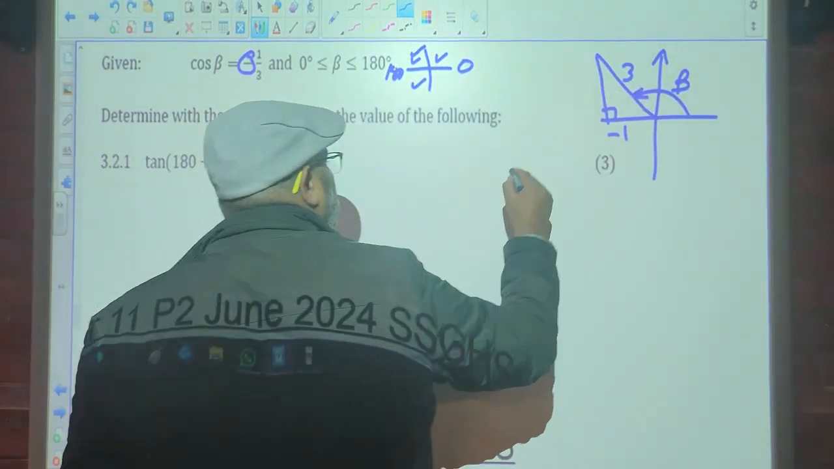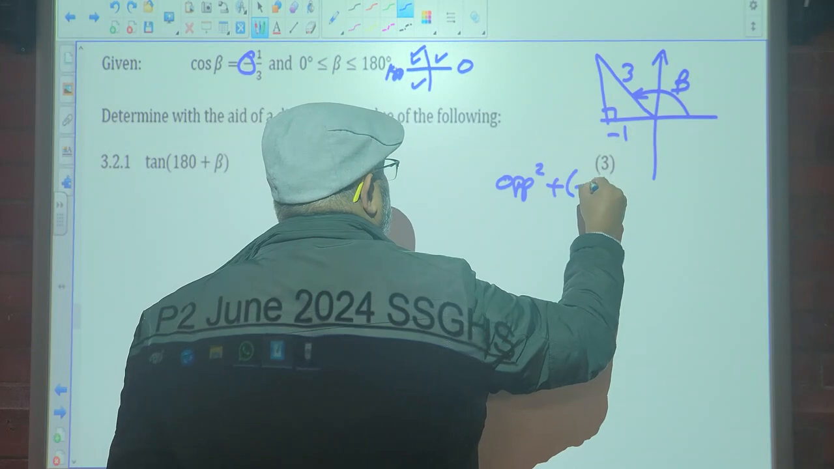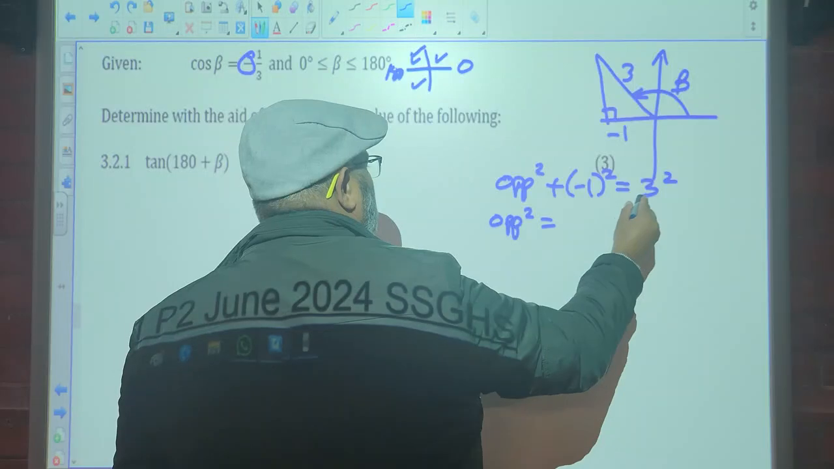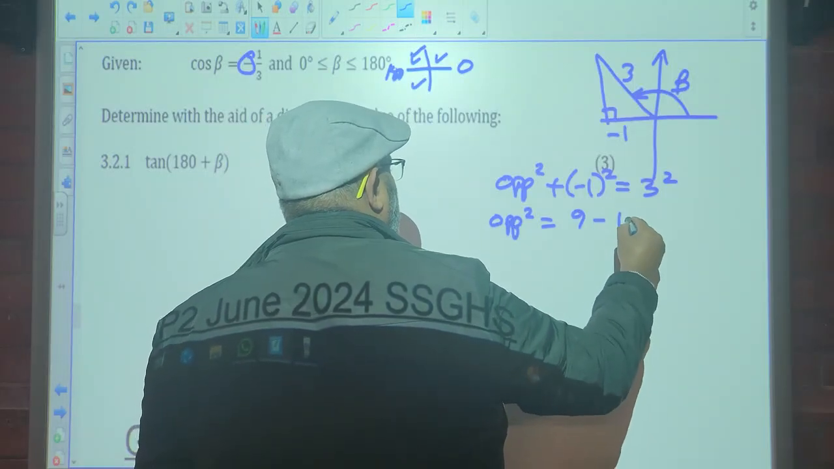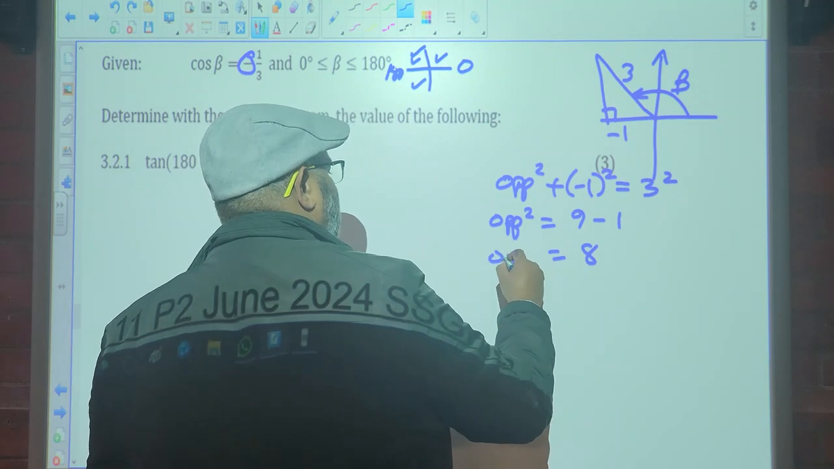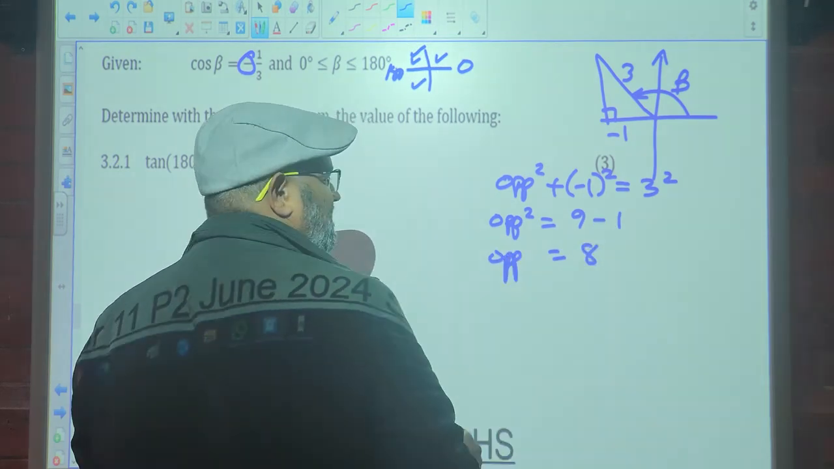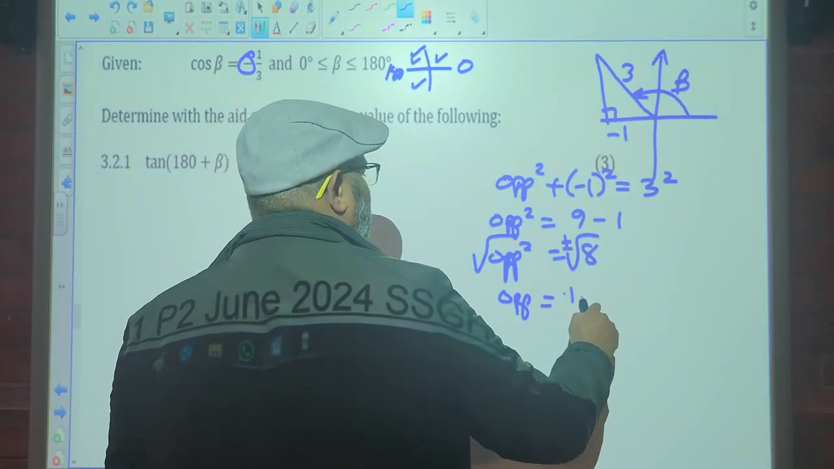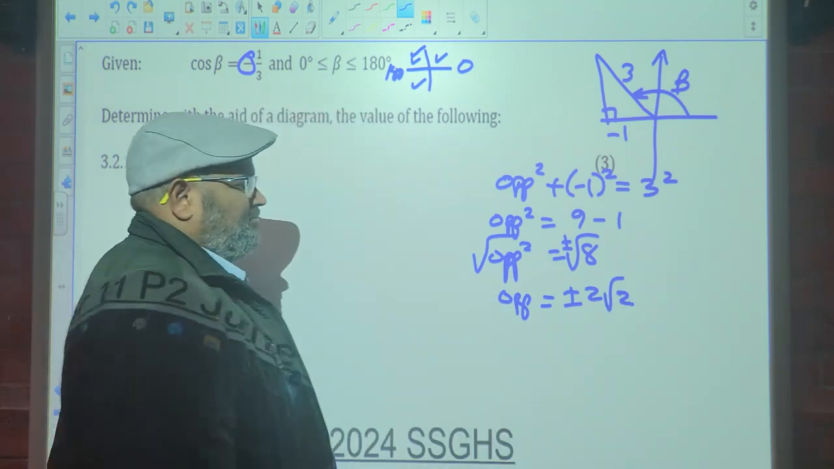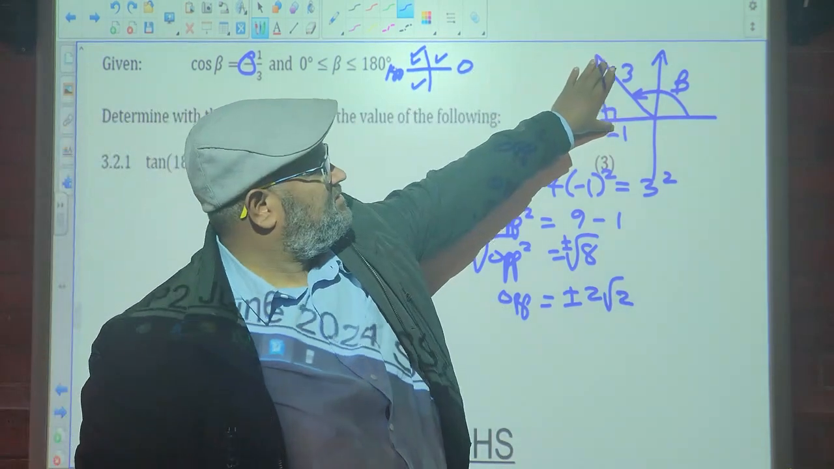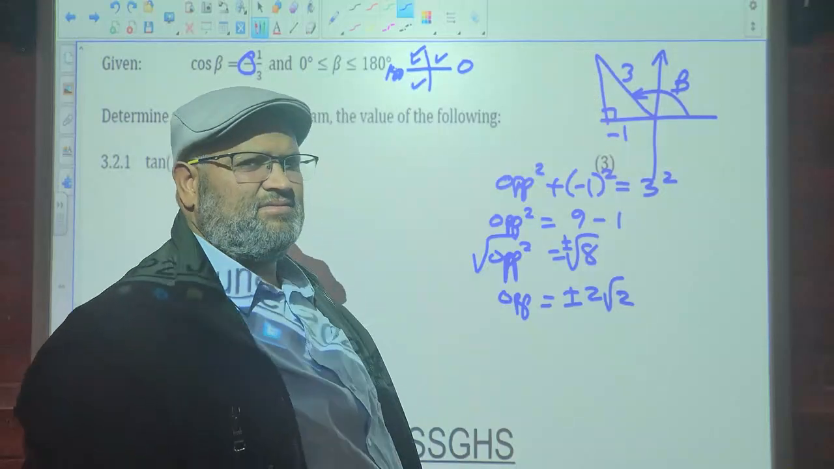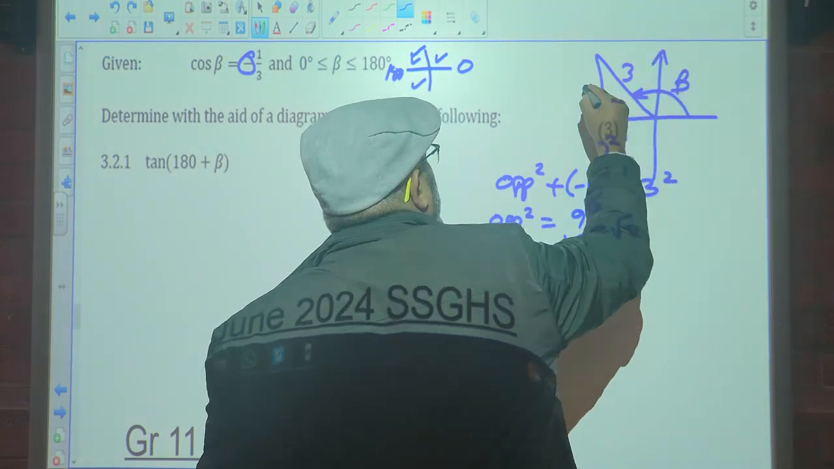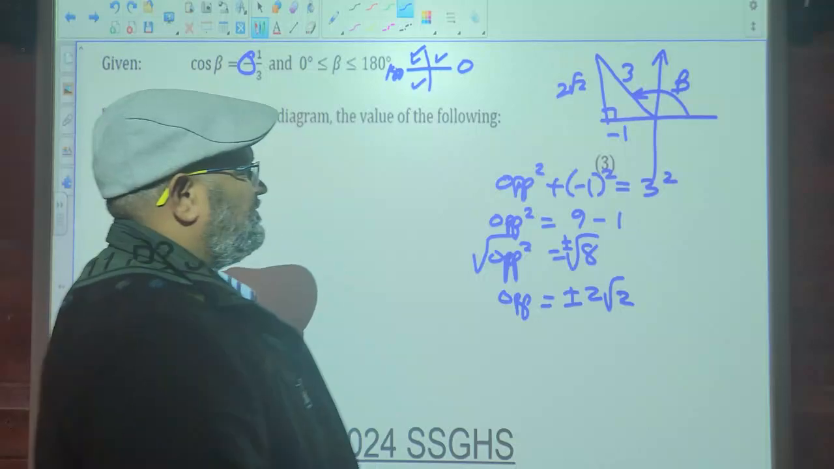So we work out the opposite squared plus negative 1 squared is equal to 3 squared. So your opposite side squared is equal to 9 minus 1, which is 8. Negative 1 squared is positive 1, you take it over, it becomes negative. The square root thereof, of course, don't forget plus minus. So your opposite is going to be plus minus 2 root 2. But is this going to be positive or negative? Positive, it's your y part, positive y section of the axis. So it's going to be positive 2 root 2.